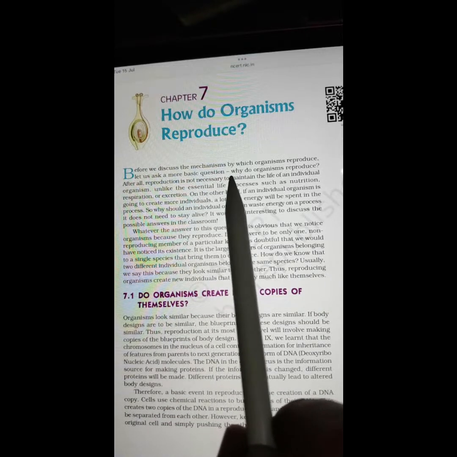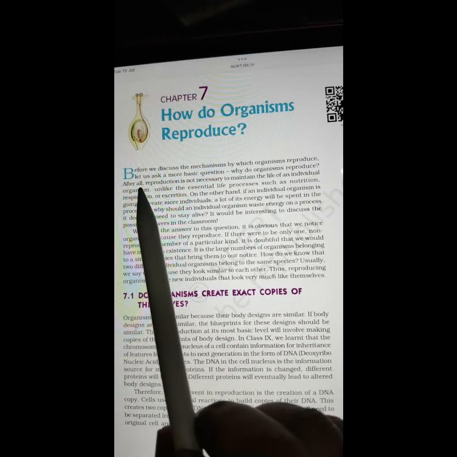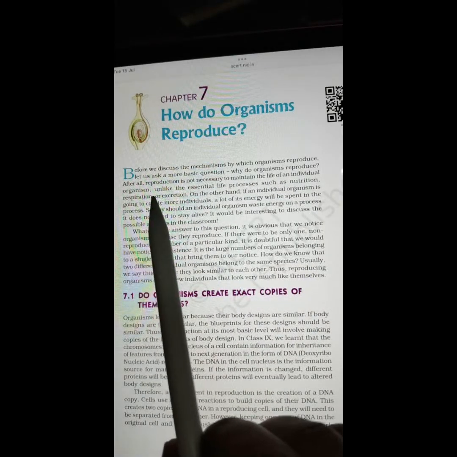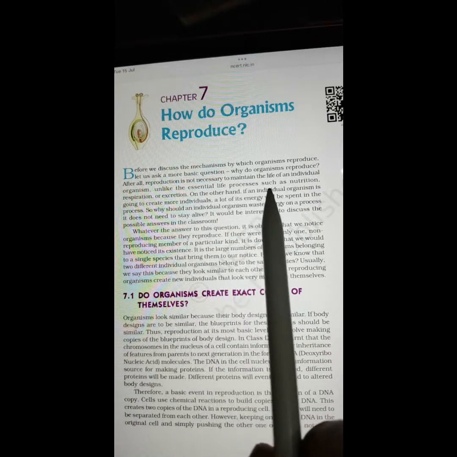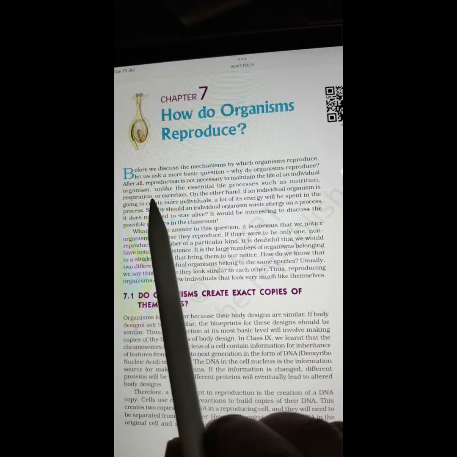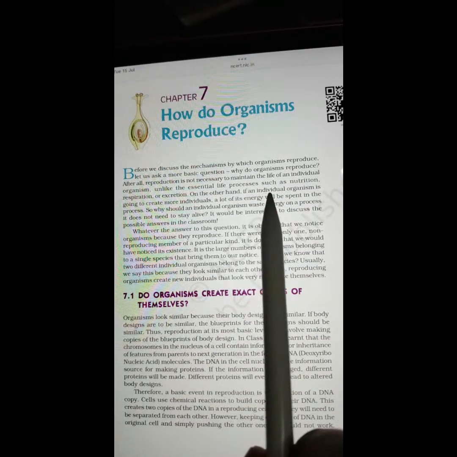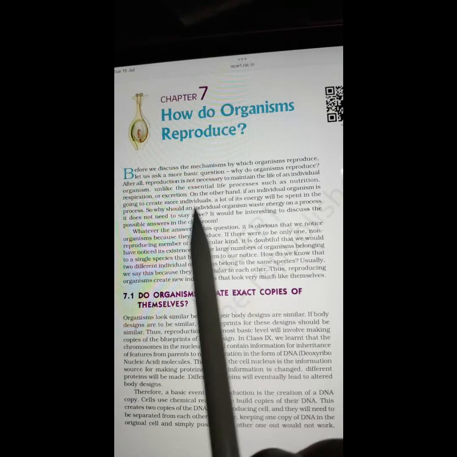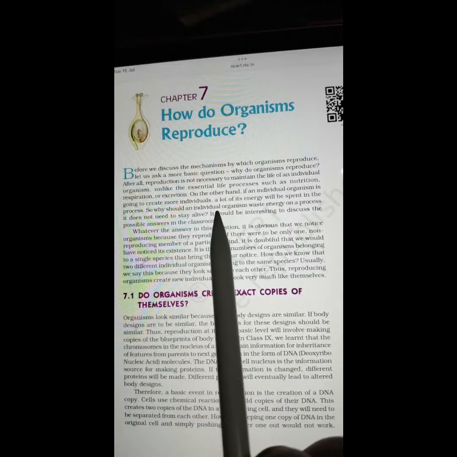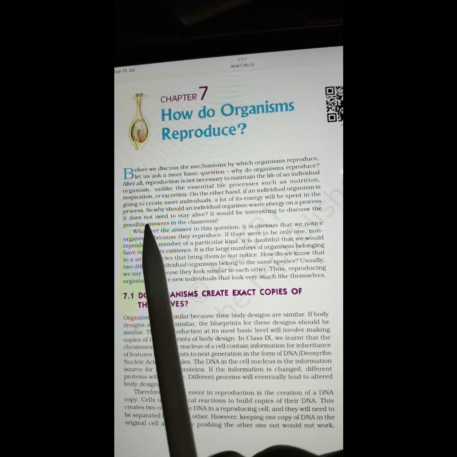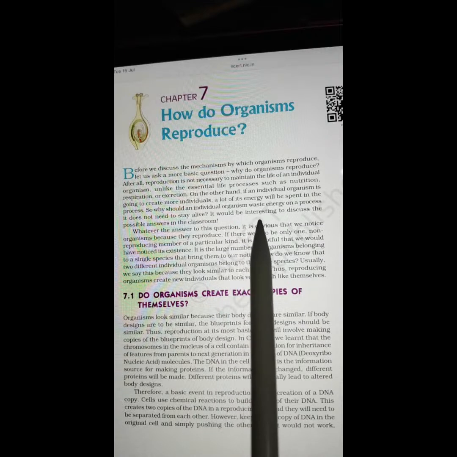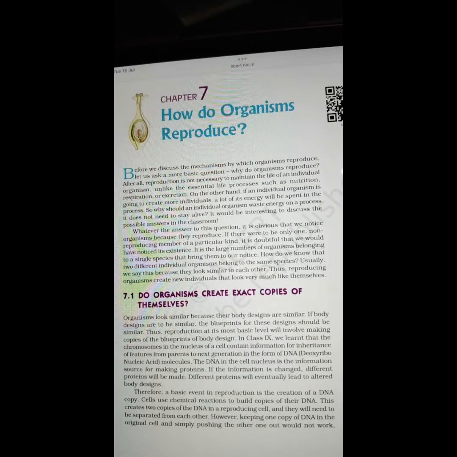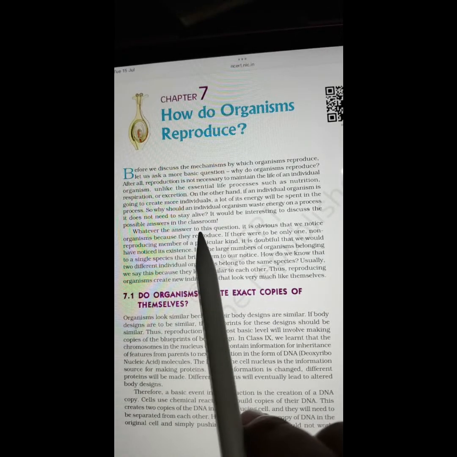Before we discuss the mechanisms by which organisms reproduce, let us ask a more basic question: why do organisms reproduce? After all, reproduction is not necessary to maintain the life of an individual organism, unlike the essential life processes such as nutrition, respiration, or excretion. On the other hand, if an individual organism is going to create more individuals, a lot of its energy will be spent in the process. So, why should an individual organism waste energy on a process it does not need to stay alive? It would be interesting to discuss the possible answers in the classroom.